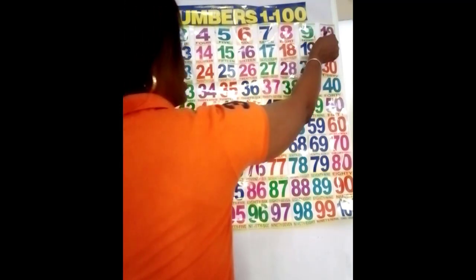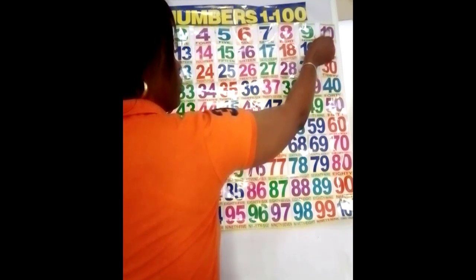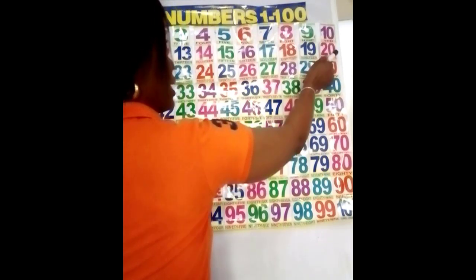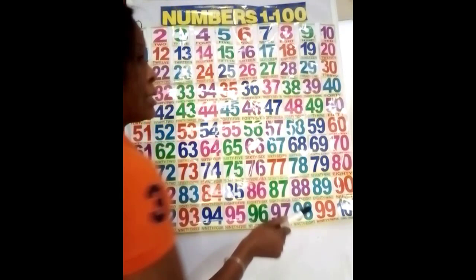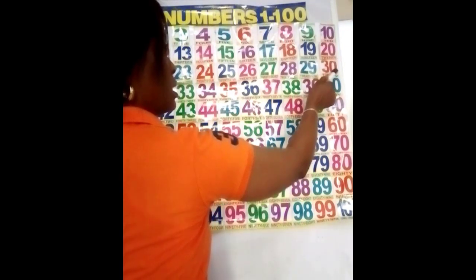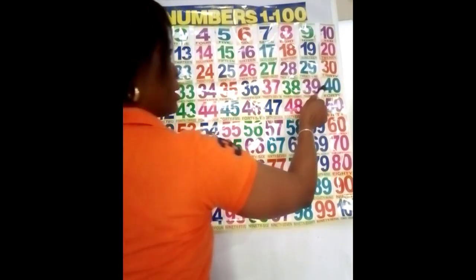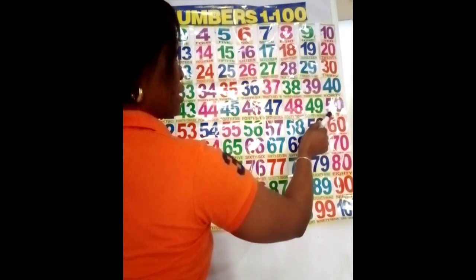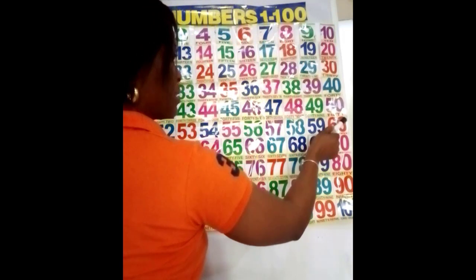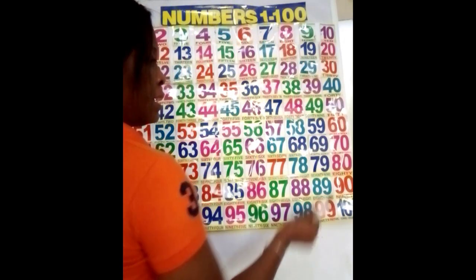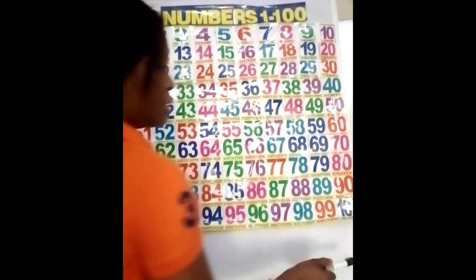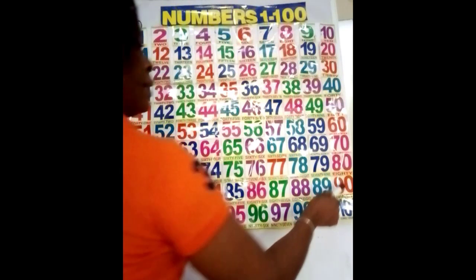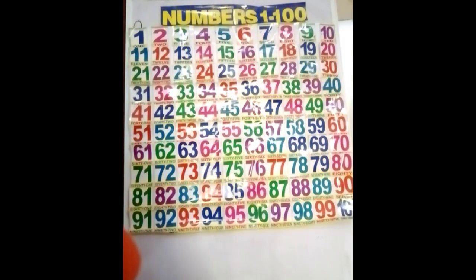So the first one here is 10. The next one is 20. 2 and 0. 2 tens, 0 units, 20. 3 tens, 0 units is 30. 4 tens, 0 units is 40. 5 tens, 0 units is 50. 6 tens, 0 units is 60. 7 tens, 0 units is 70. 8 tens, 0 units is 80. 9 tens and 0 units is 90.